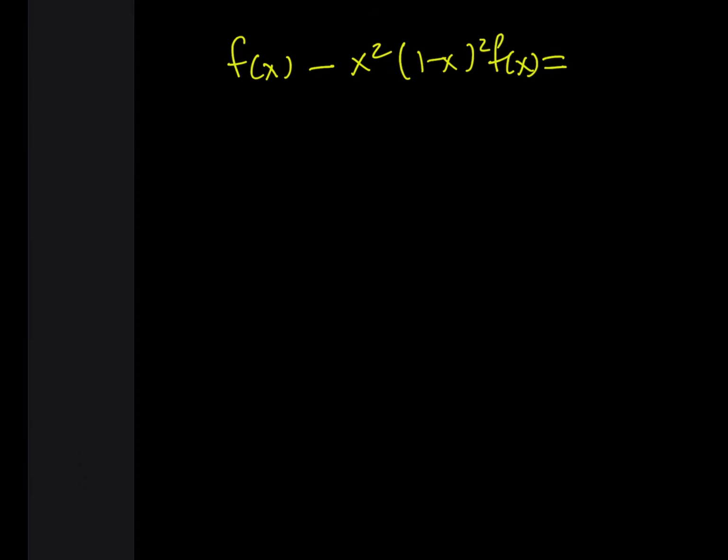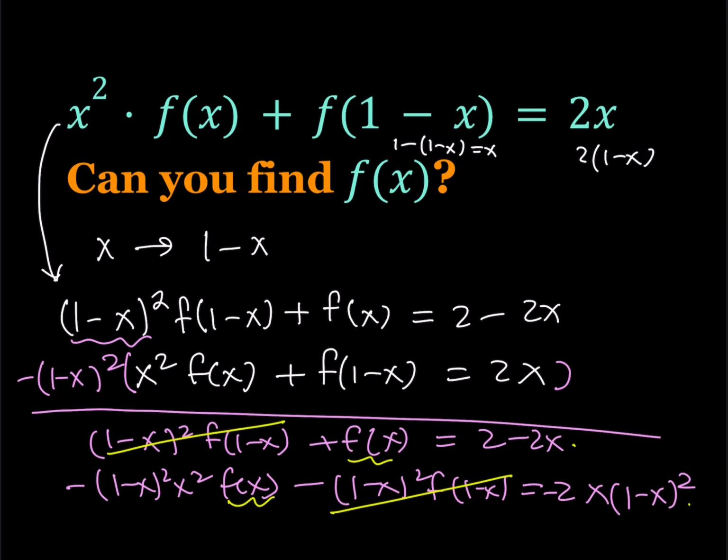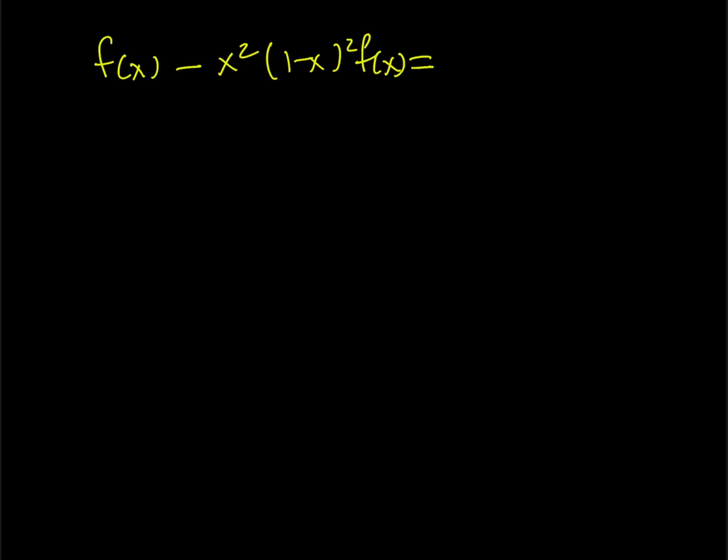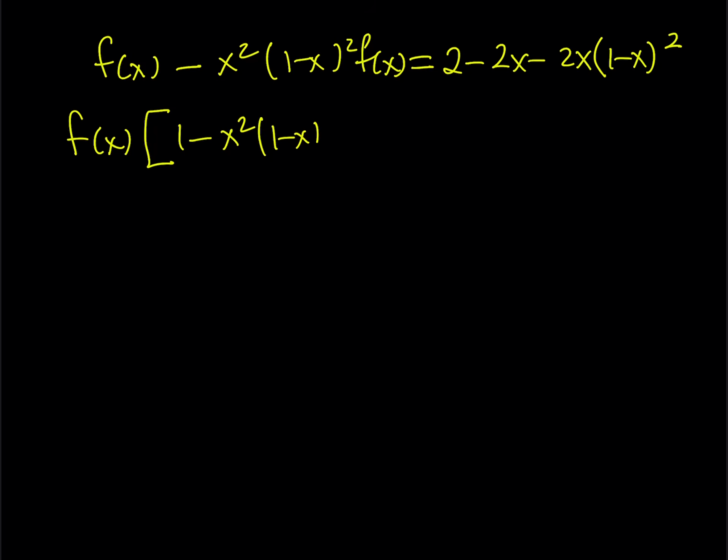So I'm getting f of x minus x squared times 1 minus x quantity squared times f of x equals, and from here I should be getting something like 2 minus 2x minus 2x times the quantity 1 minus x quantity squared, which is going to look like this. 2 minus 2x minus 2x times the quantity 1 minus x squared. So here we can just take out f of x, and if you do, we get 1 minus x squared times the quantity 1 minus x squared divided by, well, we're going to divide it by that at the end.